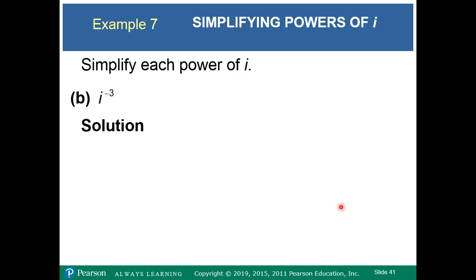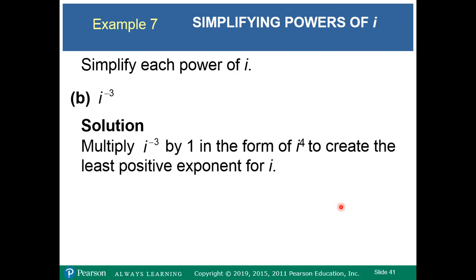Okay, -3. Here we have to treat this a little differently, because we have a negative exponent. We want to multiply this by 1 in the form of i to the 4th to create a positive exponent for i. We need positive exponents. So how are we going to do this? We're going to multiply by some power of 4. We want the smallest power of i that gives us 1, because we don't want to change this. If we multiply this by 1, we get the same thing.